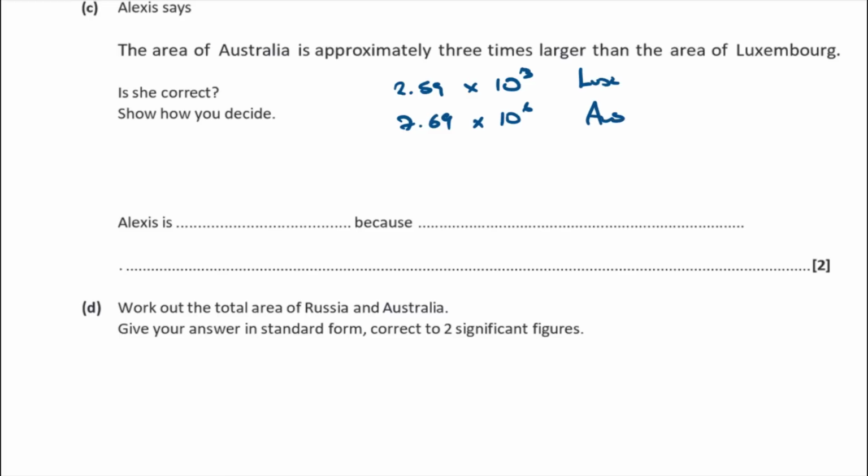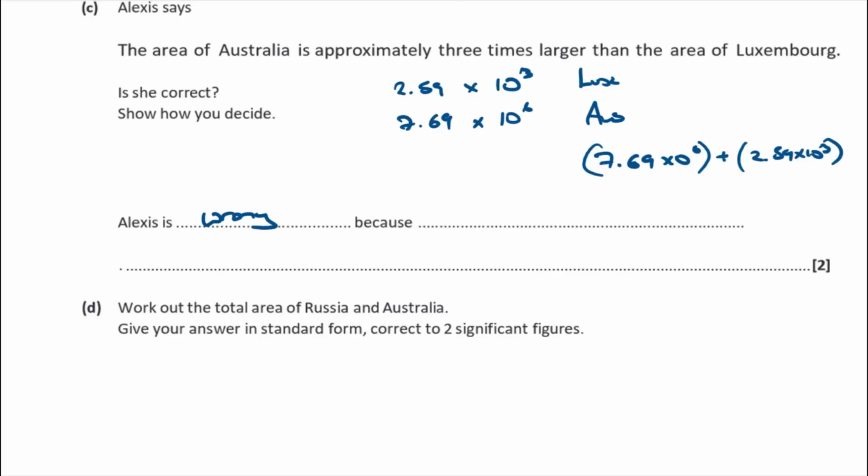So Alexa is wrong. And the way you can do that, you can just maybe divide one by the other, can't you? So if you type into your calculator 7.69 times 10 to the 6 divided by 2.59 times 10 to the 3, it will tell you how much bigger one is compared to the other one, won't it? Now, to do that on your calculator, you want to be using the times 10 to the x button down at the bottom here.